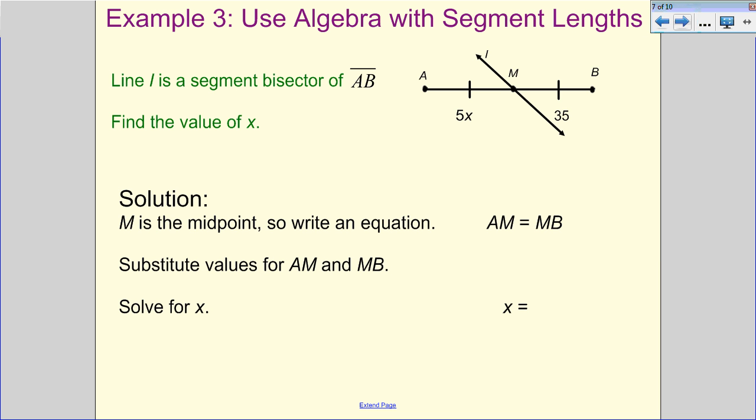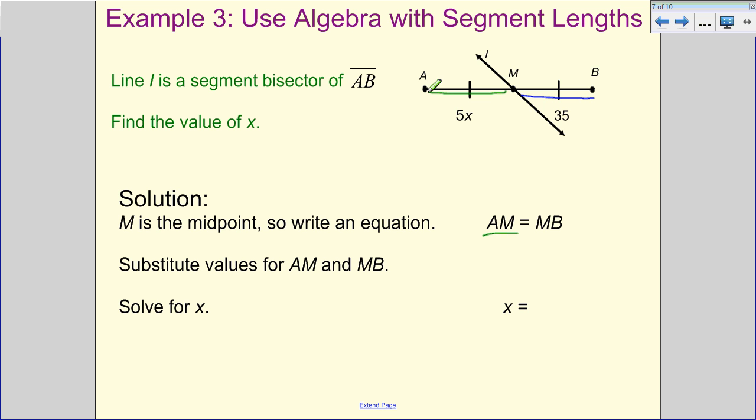All right, now we're going to do some algebra. We know that line L, this line here, is the segment bisector of AB. They want me to find the value of x. Since M is the midpoint, I can write an equation that AM is equal to MB. That's the equation we can write.